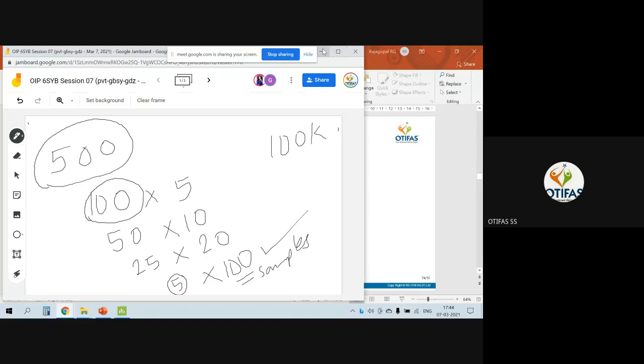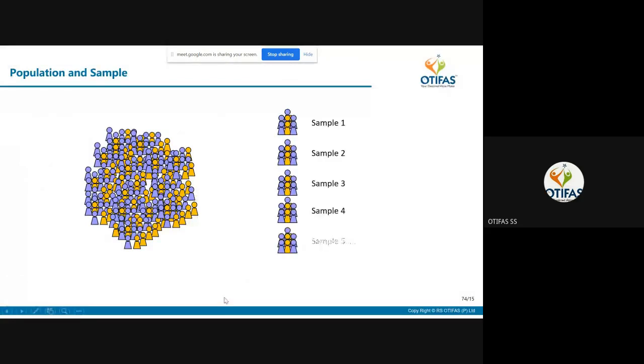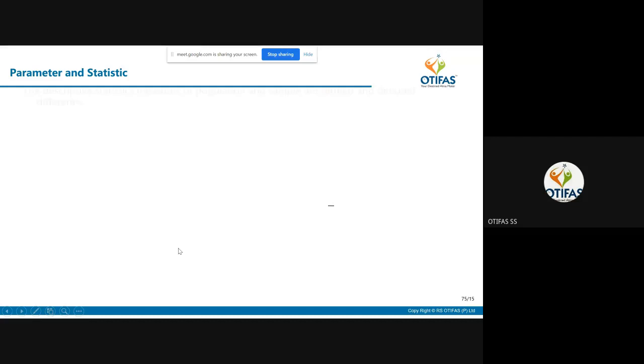Clear? This is what is meant by this line. It is always better to study a large number of small representative samples. Small representative samples. Okay, right.